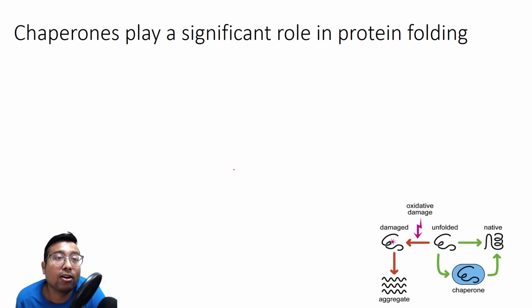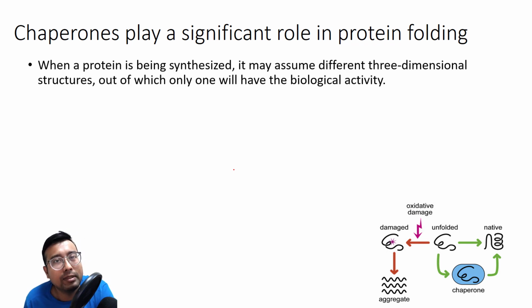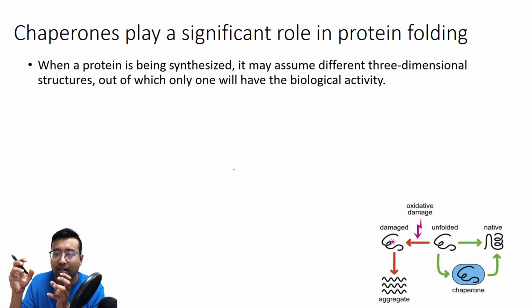Next, chaperones play a very important role in protein folding. So what are chaperones? You see, chaperones are heat shock proteins. Okay, so chaperones may come as a short note. So what happens normally when a protein is being synthesized? You know, it's a long amino acid chain that is synthesized as a primary structure. Thereafter it folds into a secondary structure, tertiary structure, multiple monomers combined to form quaternary.